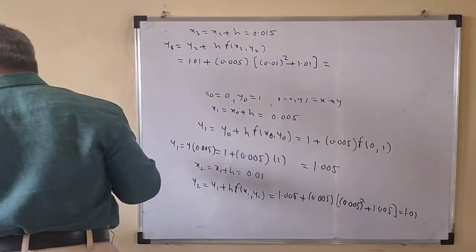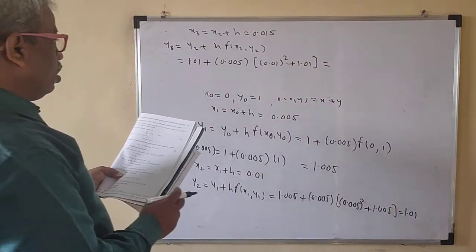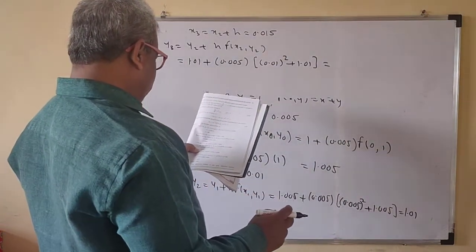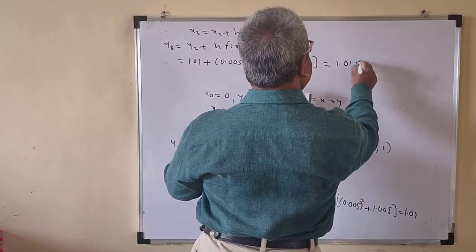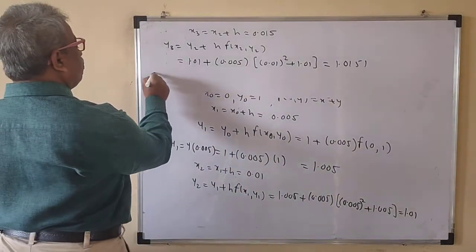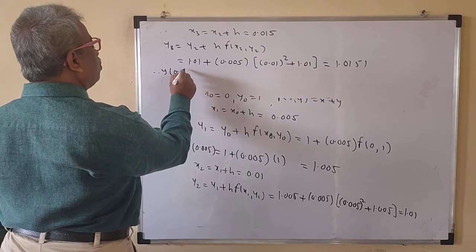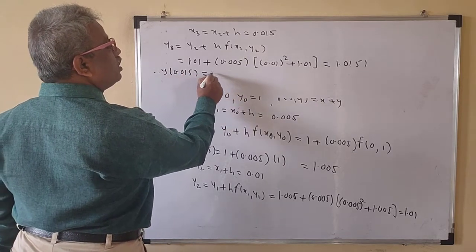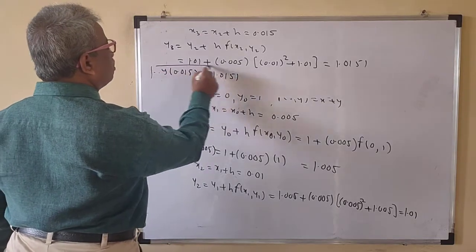So we will just see what is the value of this one. If you calculate this value, it is 1.0151. Okay. So now this is your y3. Therefore, y of x3, y of 0.015, is equal to 1.0151. Okay.